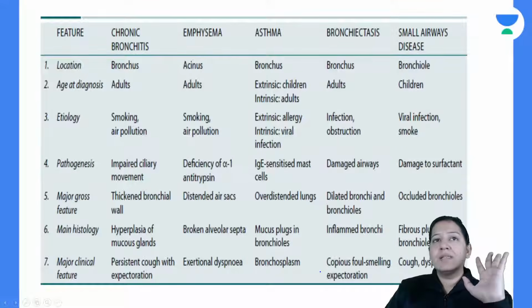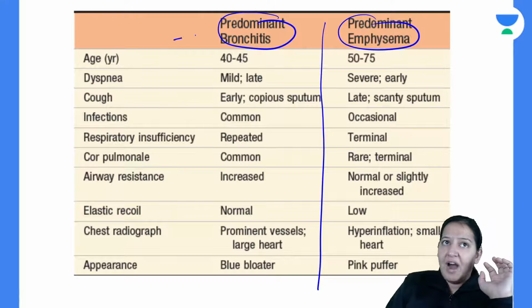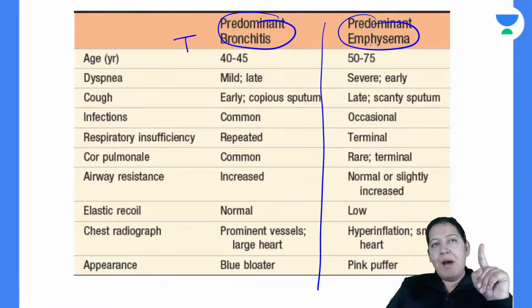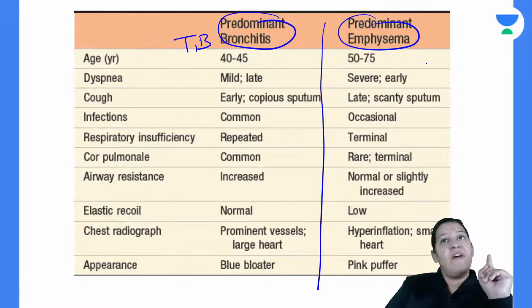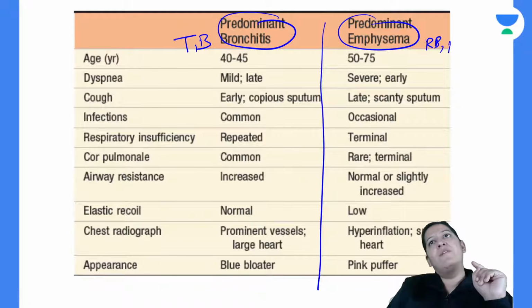Chronic bronchitis is a disease of the trachea and bronchi, and emphysema is a disease of the acinus, that is the respiratory bronchiole, alveolar duct and alveolar sac.